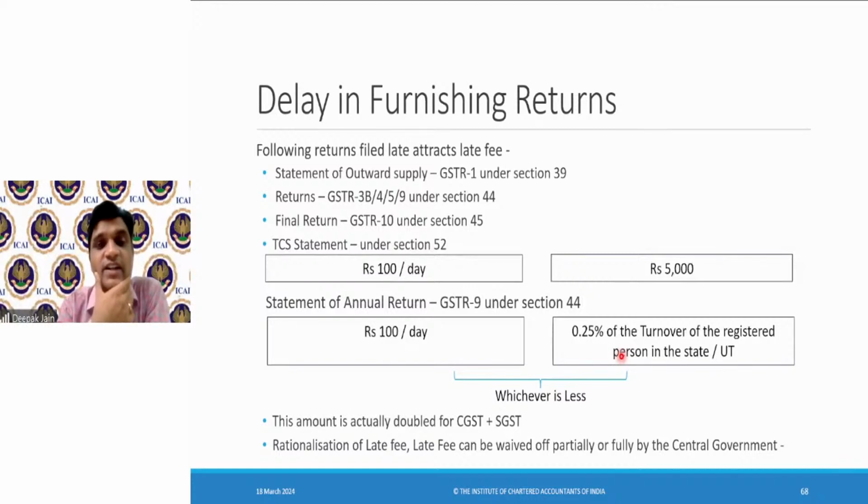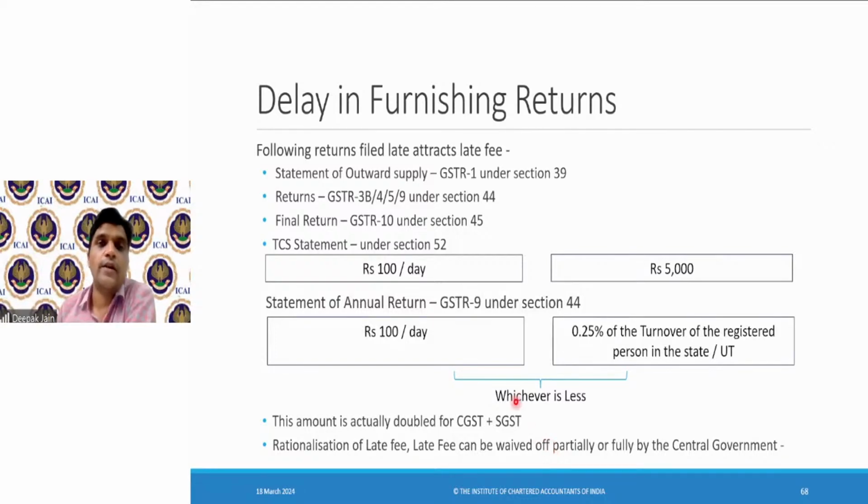Then, if there is any delay in the statement in GSTR 1 or 3B or GSTR 10 or a TCS statement, you have to pay a late filing fee of 100 rupees per day or 5,000 rupees. And for the annual return, 100 rupees per day or 0.25%, whichever is less. The amount is actually double, because this amount is for CGST. Then the amount will become CGST plus SGST.